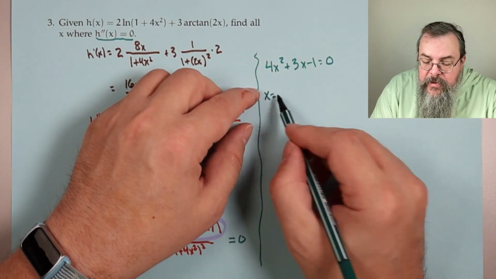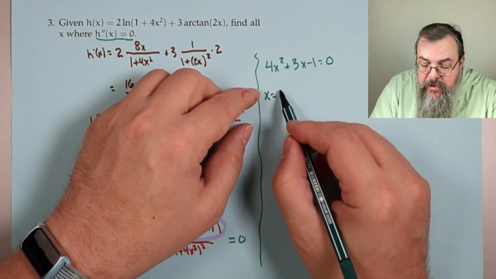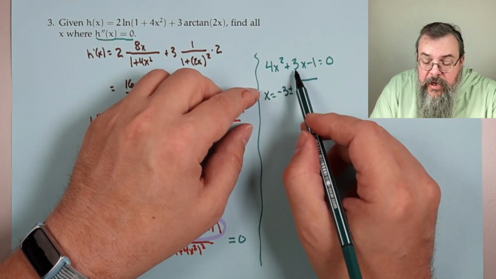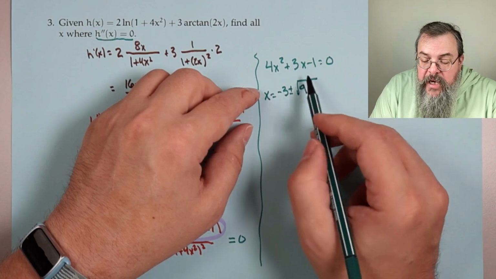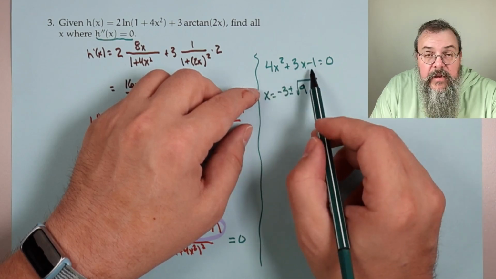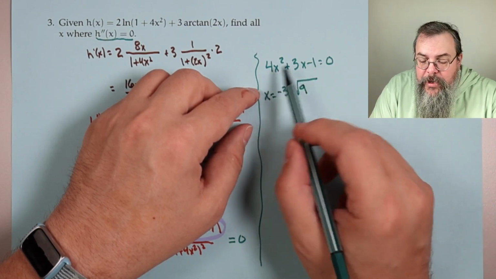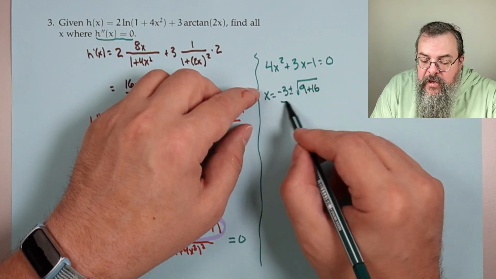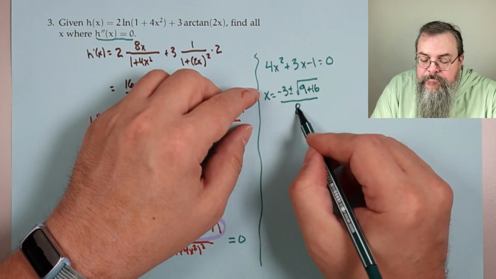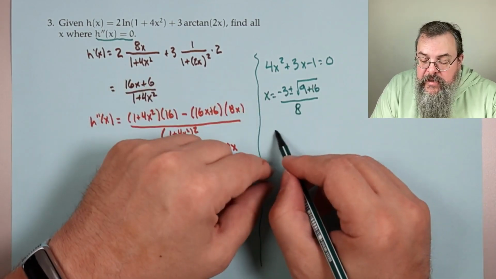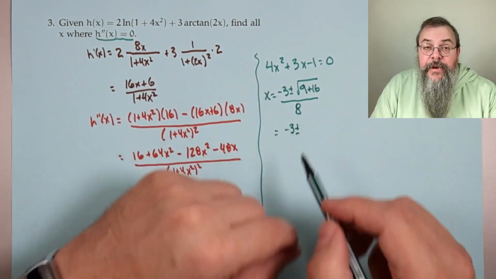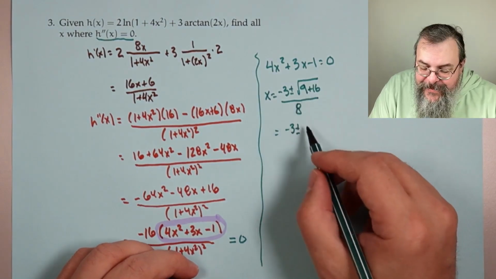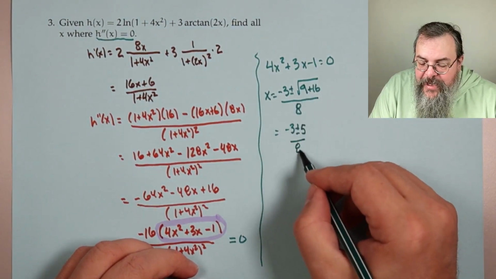So x equals negative b, so negative 3, plus or minus the square root of b squared, 9, minus 4ac. Well, 4 and negative 1 times negative 4 makes a plus 16, all over 2a. All right, well, that's negative 3 plus or minus the square root of 25. The square root of 25 is 5. Got ahead of myself. Over 8.